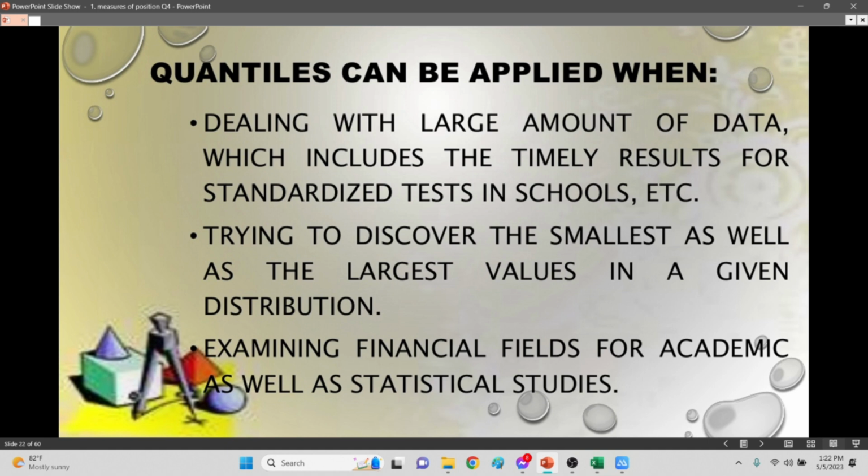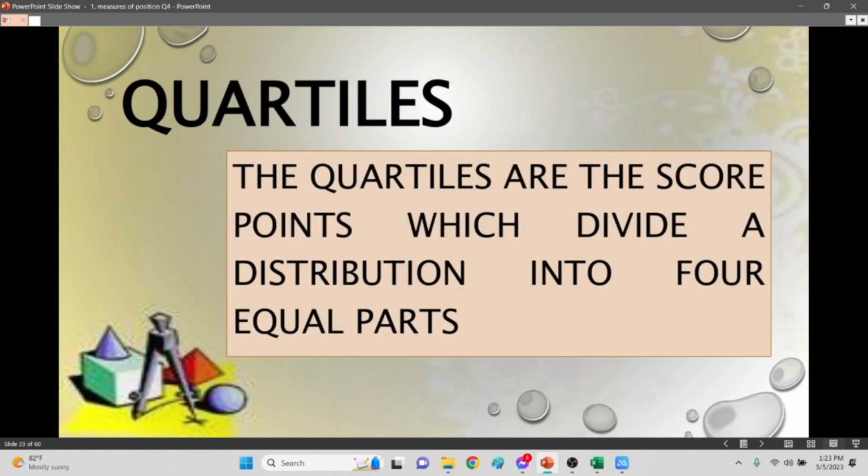Next, trying to discover the smallest as well as the largest values in a given distribution. Even with a large amount of data, we can use the quantiles to get the smallest or the largest values. And lastly, examining financial fields for academic as well as statistical study. So, mostly students doing research also use quantiles. Okay? Next.